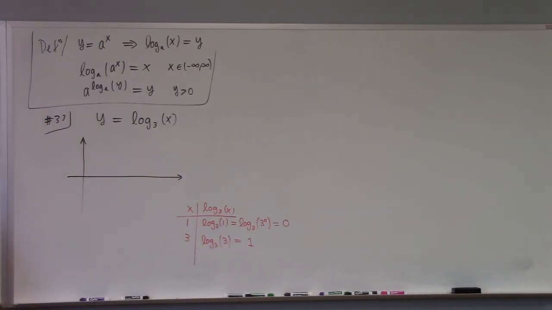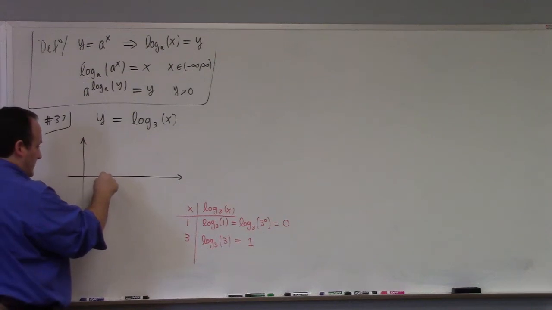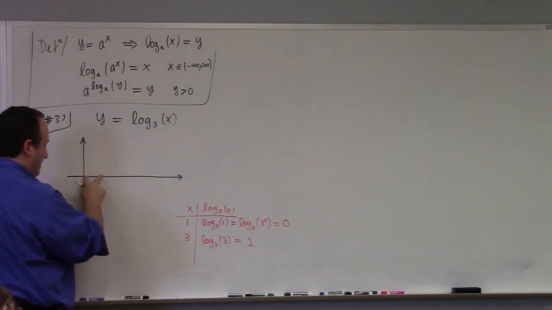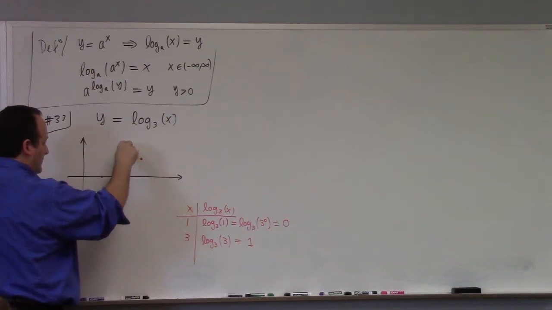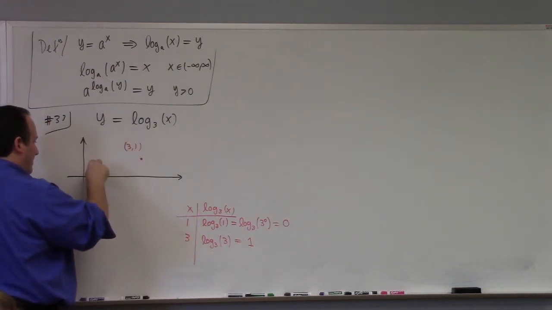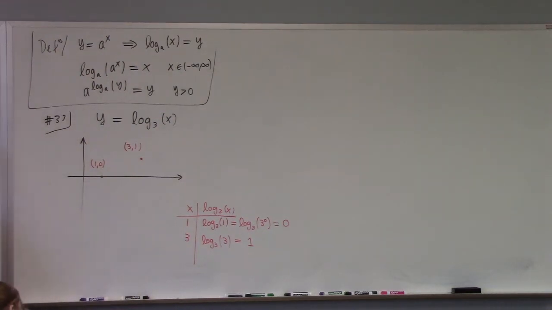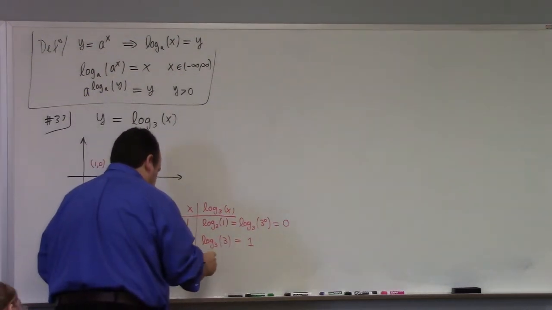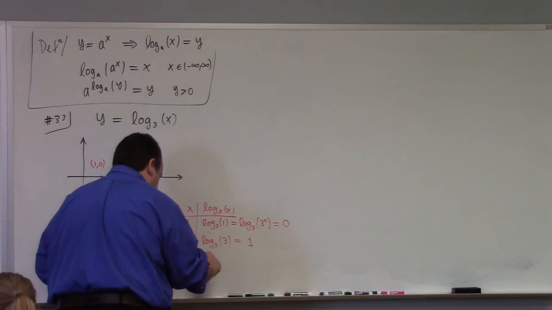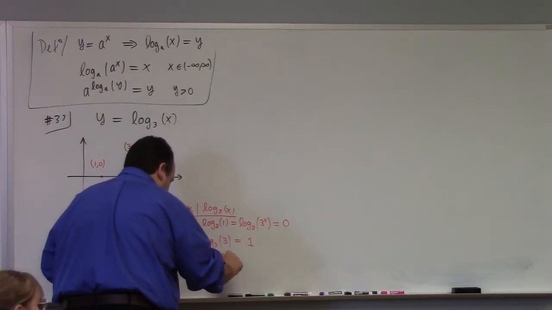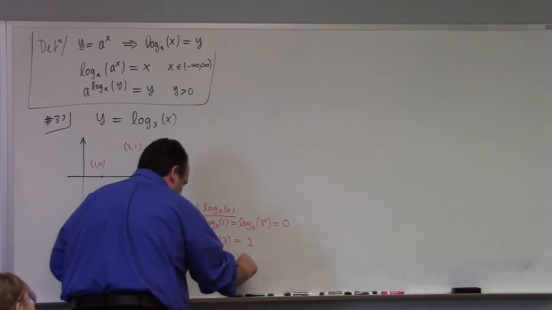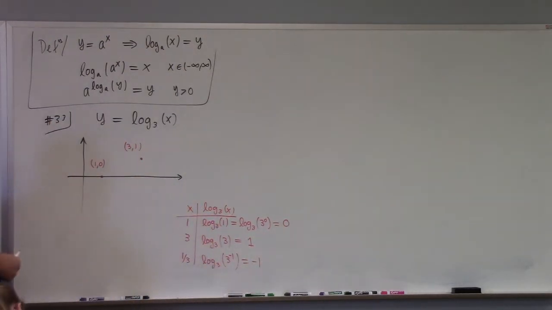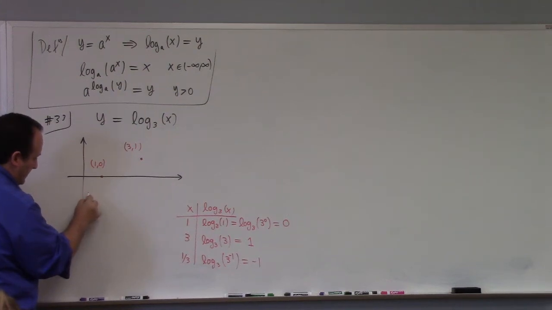So that gives me 2 points on the graph: (1, 0) and also (3, 1). Let's look at 1/3. That would be log base 3 of 1/3, which is log base 3 of 3 to the minus 1. So log base 3 of 1/3 is minus 1, because 1/3 is 3 to the minus 1. And so (1/3, minus 1) is round about here.